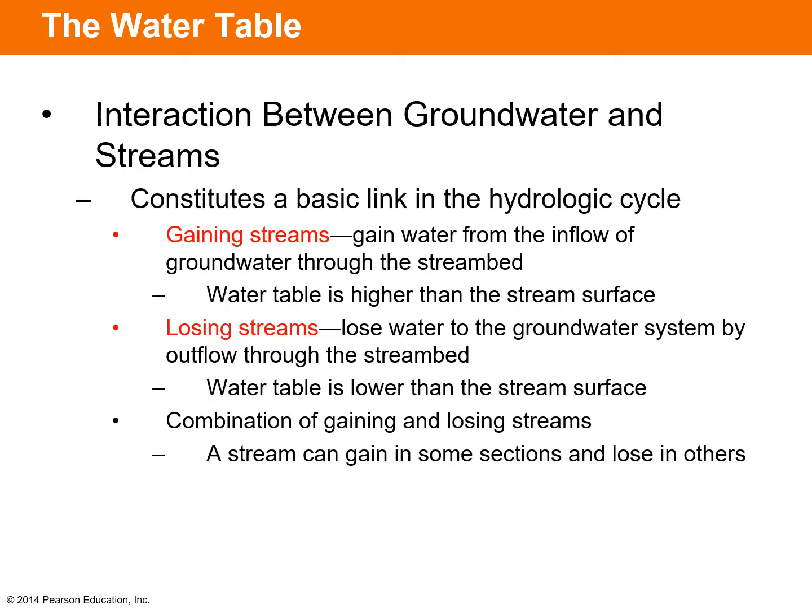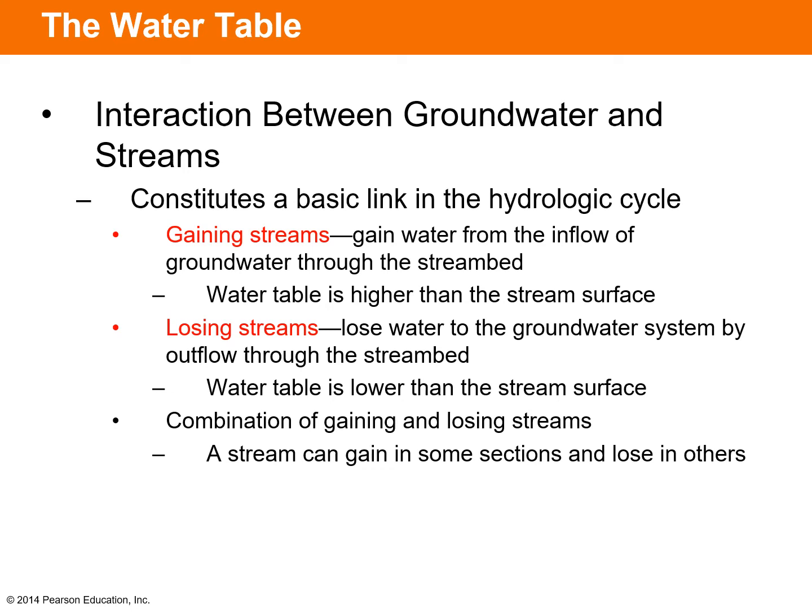So I've already mentioned a couple times that there's an interaction between groundwater and streams, and how this constitutes a very basic link in the hydrologic cycle. So I'm going to talk about a couple of terms and get into some greater detail on groundwater and stream interactions. There are basically two types of streams as defined in reference to the ways that these streams interact with groundwater. One type are gaining streams. These streams gain water from the inflow of groundwater through the stream bed.